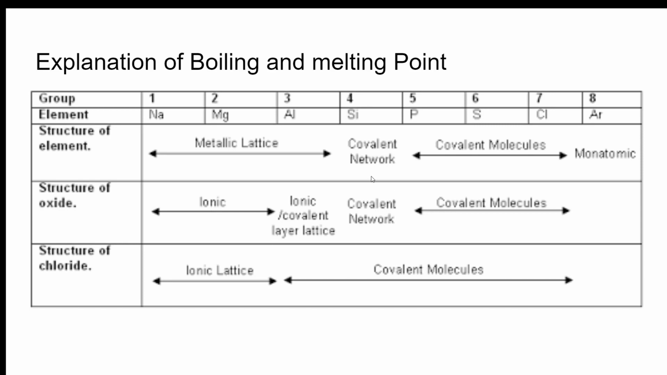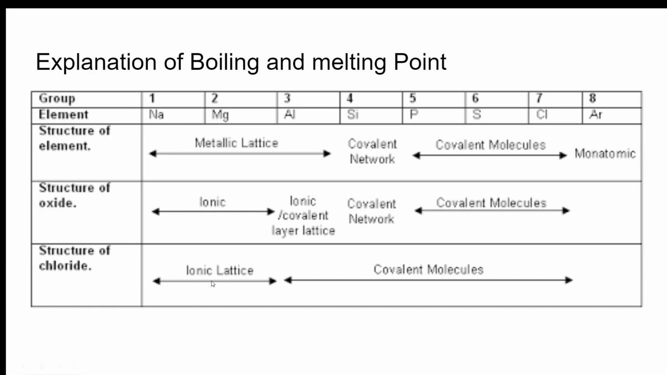Silicon oxide, which is SiO2, which forms sand, also is going to have a really high melting point because it's still that covalent network. Whereas the phosphorus oxide and sulfur dioxide are still all covalent molecules, so therefore they're also going to have a low melting point.